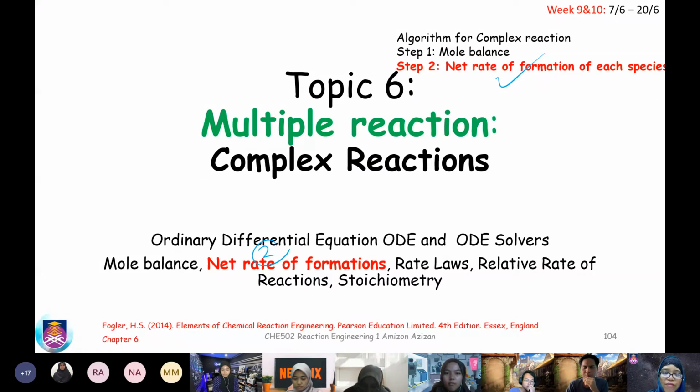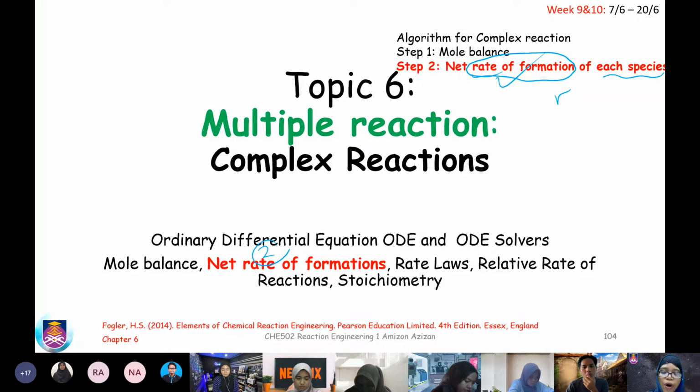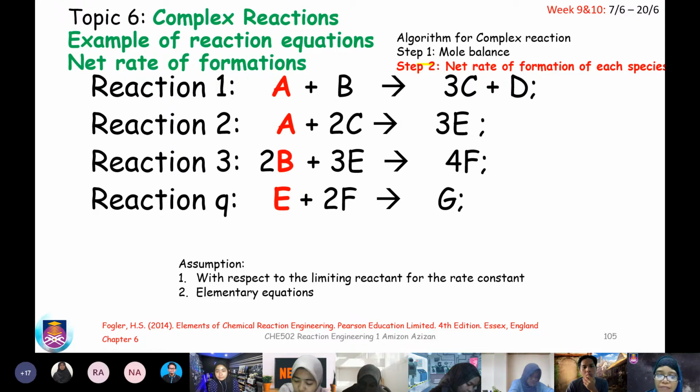Net rate of formation. So it's easy. Rate of formation is the positive R for each species, and considering all the number of reactions. Net means what? So we're going to have a look at that. Let us first start taking the examples of 4 equations.